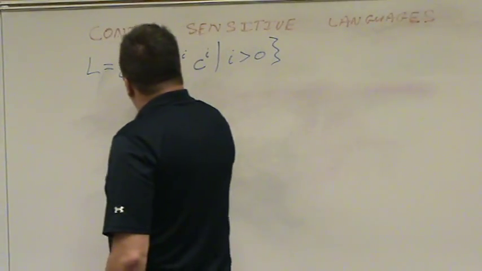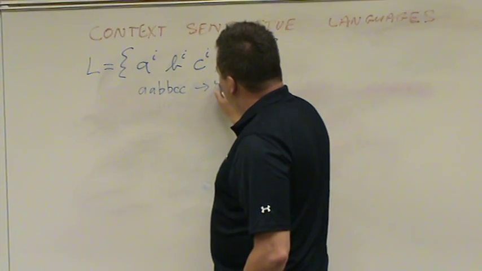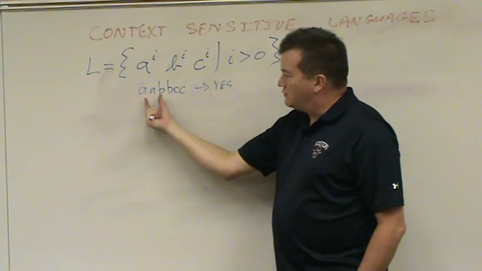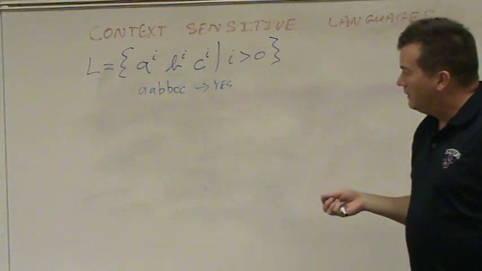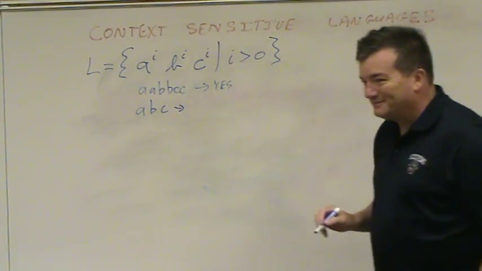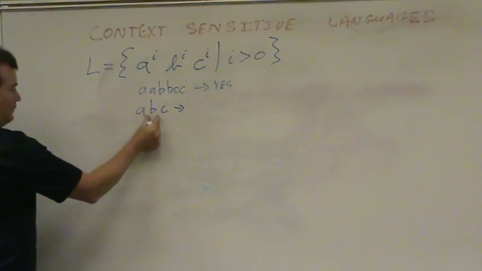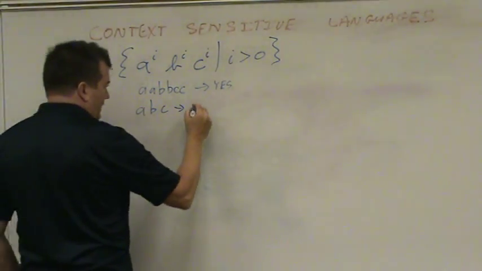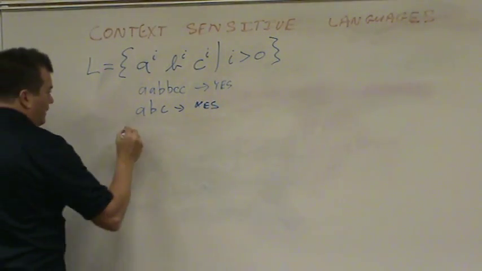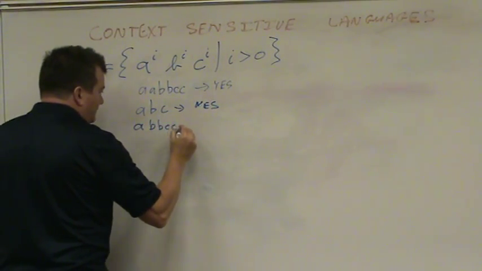So for example, A, B, B, C, C is a yes. We have A's followed by B's followed by C's, and there's two of all of them. A, B, C, what would that be? Yes or no? Yes. That would be yes, because we have A's followed by B's followed by C's, and the numbers match.